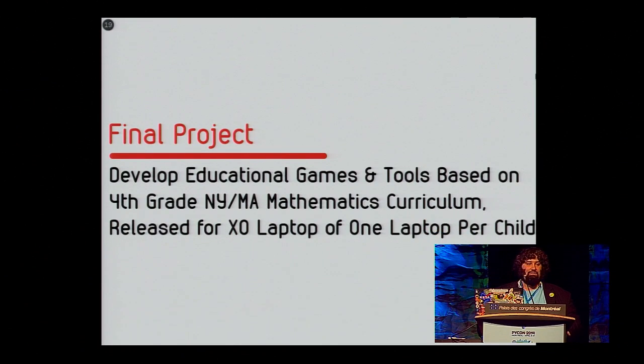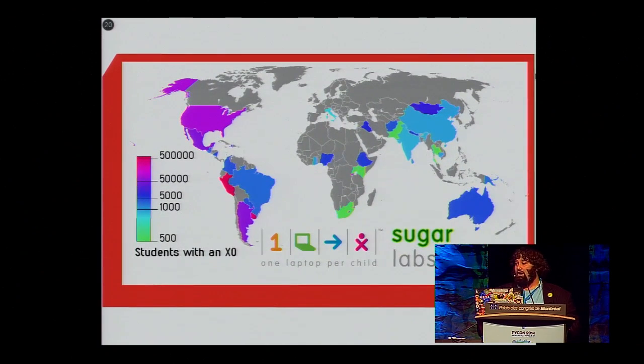So the final project is to develop an educational game based on the fourth grade math curriculum in New York and Massachusetts to be released on the XO laptop of One Laptop Per Child, which I've mentioned here in previous Lightning Talks. We had over 50,000 downloads in 2011. This is the deployment heat map of all the XOs all over the world. Contrary to the rumors, the project is not dead. Sugar Labs lives, and there's over 600,000 that form the backbone of Uruguay's public education system that are deployed there and all over the rest of the world.